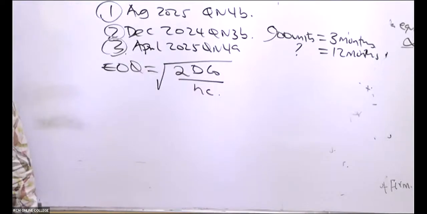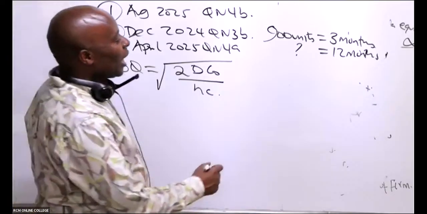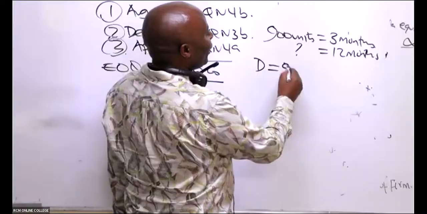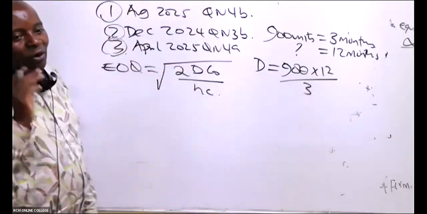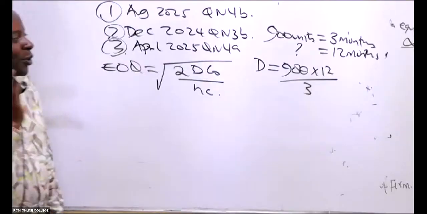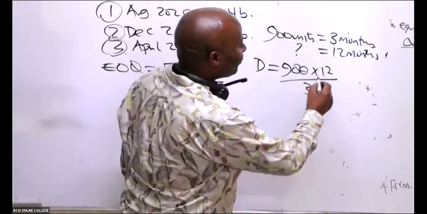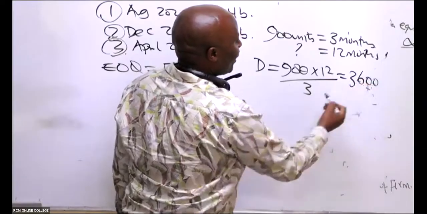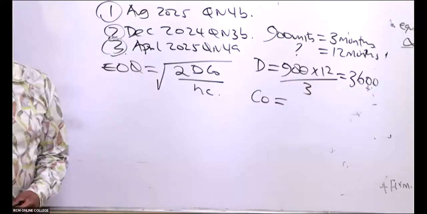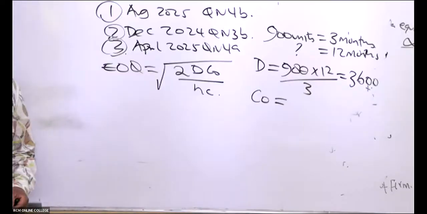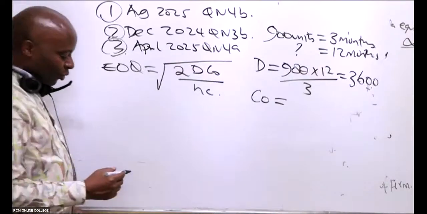For example, think about it that way, then you guys are bright. D must be annual. So then our D, if you cross multiply, it will be 900 times 12 over 3, which somebody has already told me is 3,600. Has this examiner given me the CO? 2240. Thank you so much.